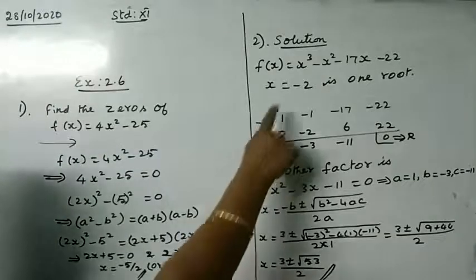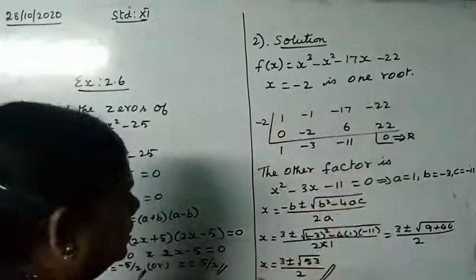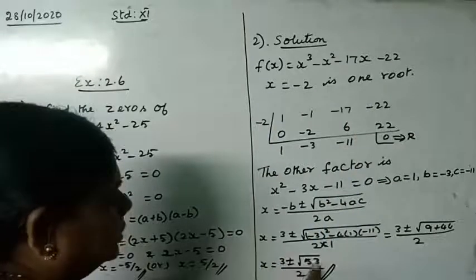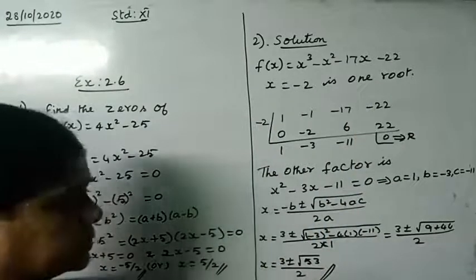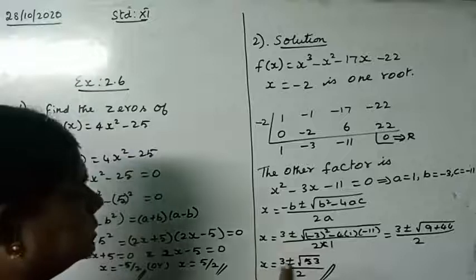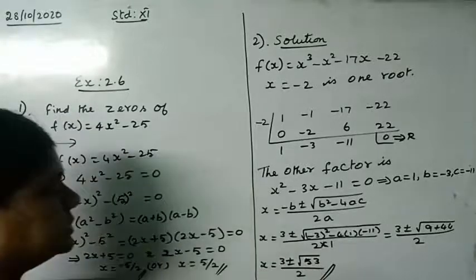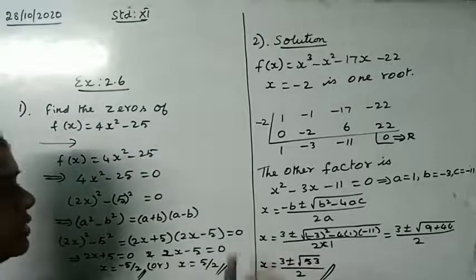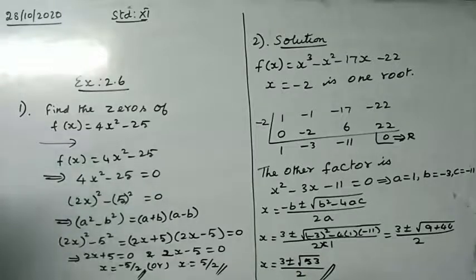See here, x is equal to -2 is one root. x is equal to 3 plus root 53 by 2 is another root. The third root is x is equal to 3 minus square root of 53 by 2. Here two roots we got. Then go to question number 3.